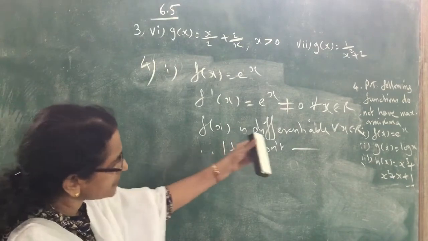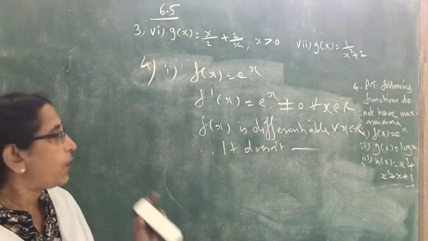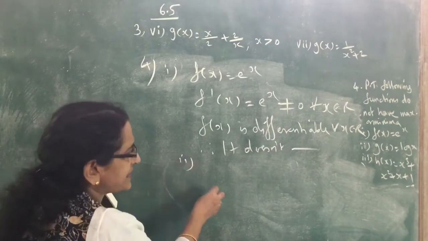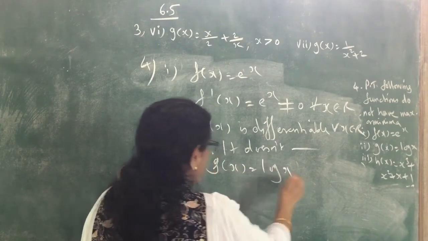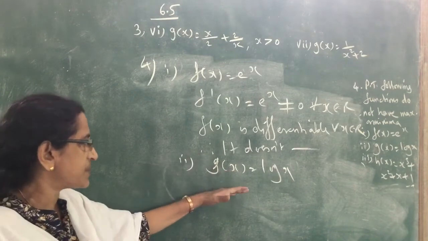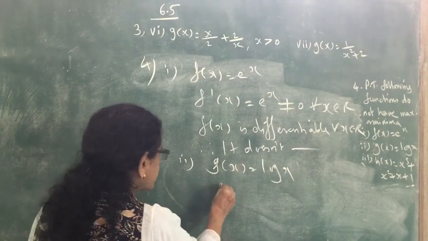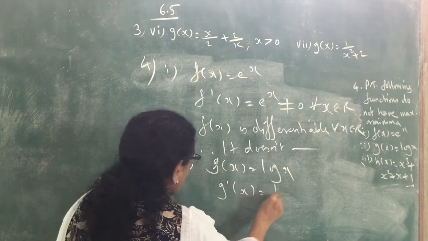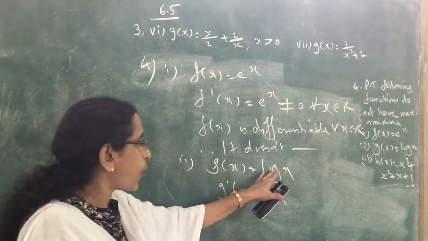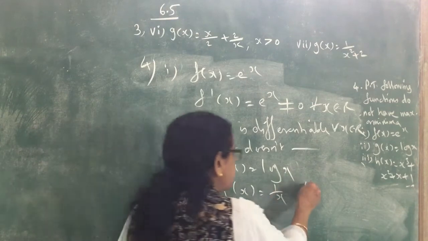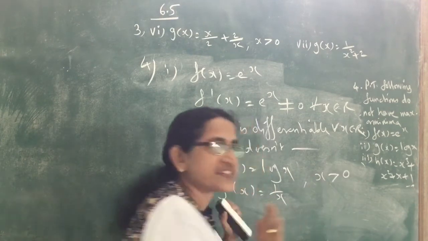Now second, all these questions, same thing we have to prove. So second question, that is g of x equal to log x. Two things we have to check, whether it is differentiable and whether the derivative is zero. We know g dash x, the derivative, is 1 by x. And we know for the logarithmic function, x is always greater than 0. Then only the logarithm is defined.